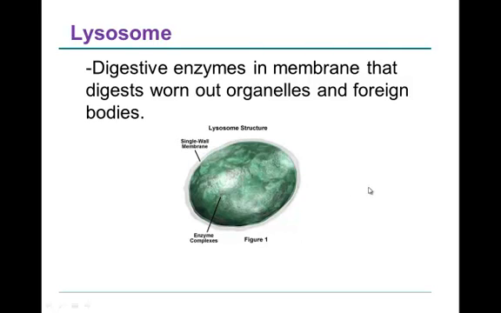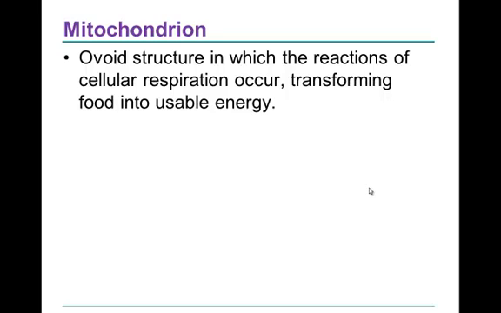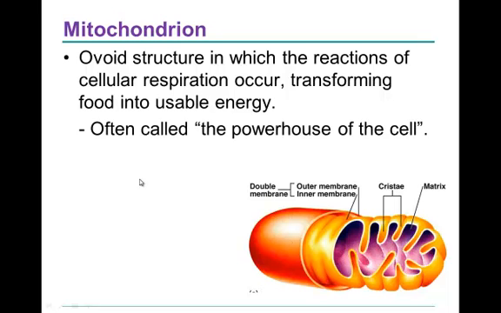Another organelle is the mitochondrion, and it's an oval structure in which the reactions of cellular respiration occur. And what these reactions do is they take food that the cell has inside it and release the energy inside it. It transforms it into ATP, which is the energy source. In high school, you might have learned that the mitochondrion is sometimes called the powerhouse of the cell. There's an illustration of the mitochondria.